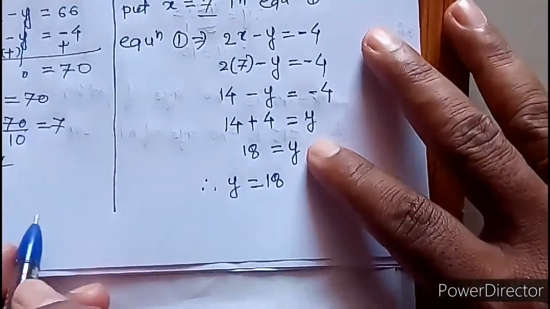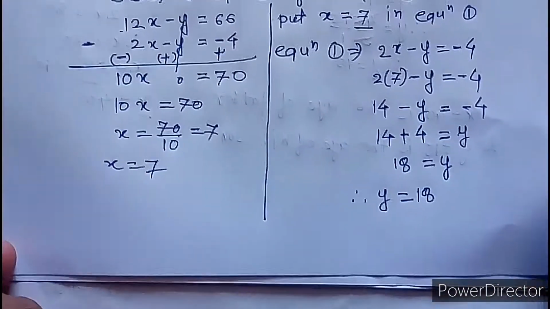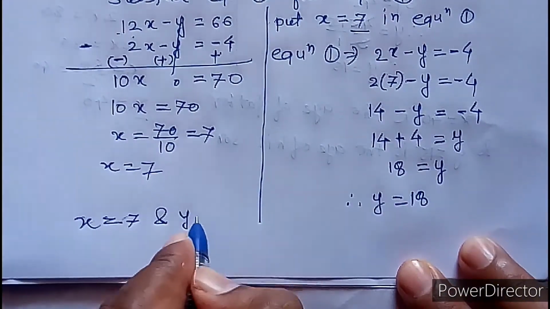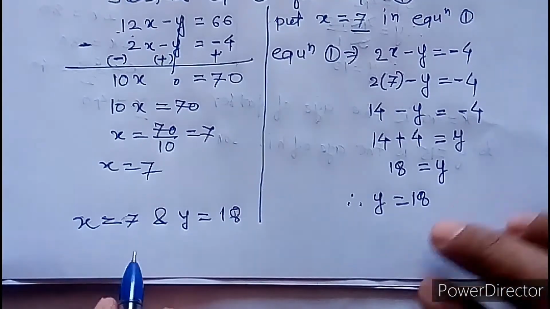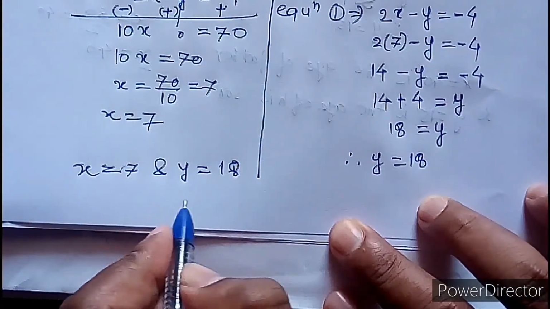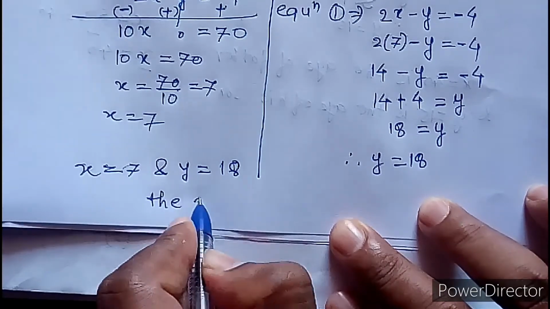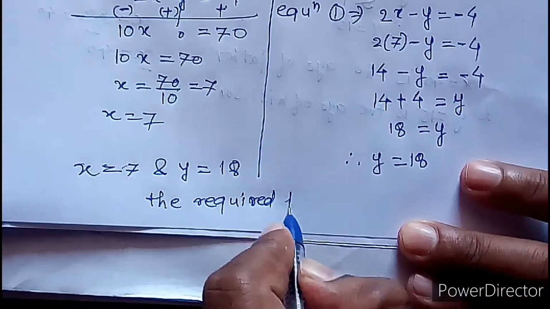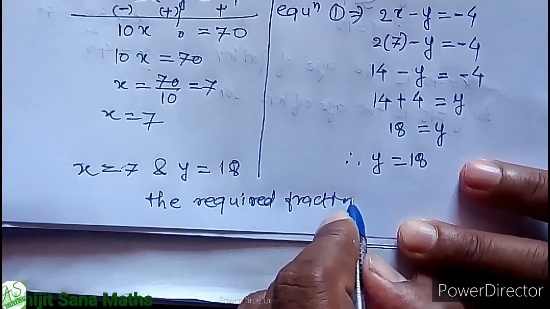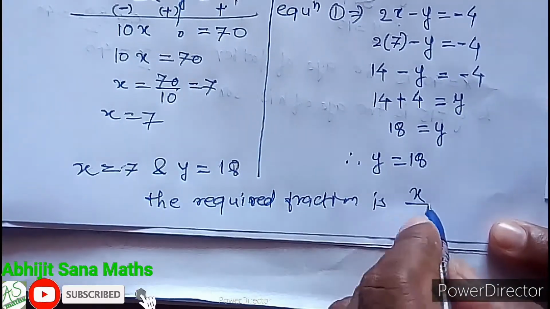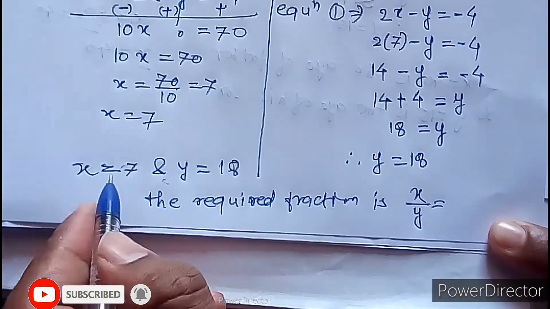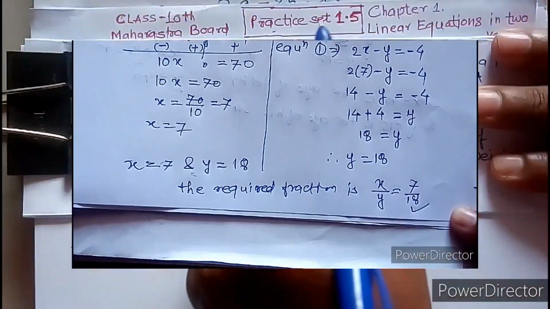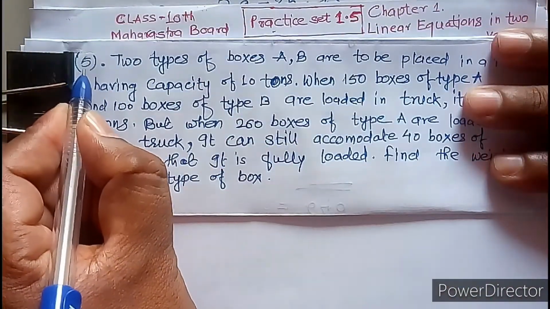We get the value of x equals 7 and y equals 18, but our answer is a fraction, which means the required fraction is x by y, so the fraction is 7 divided by 18. This is our fraction. Practice set 1.5, question number 5.